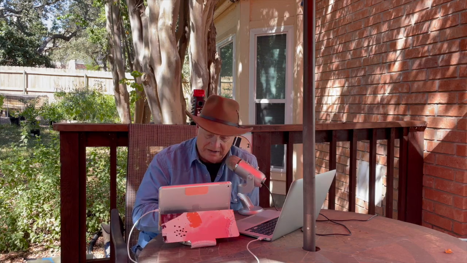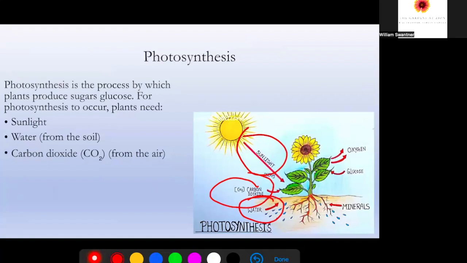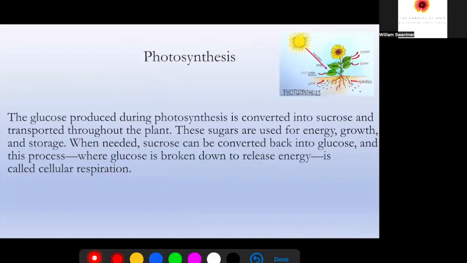In a similar way, the sunlight hits the leaf. The leaf absorbs the red and the blue, and it reflects the green, which is why leaves look green. So it absorbs the sunlight, and that sort of agitates the photosynthesis process. And using water and carbon dioxide, the photosynthesis process starts. The sugar that is produced is technically glucose, and the glucose is then turned into sucrose and transported throughout the plant.